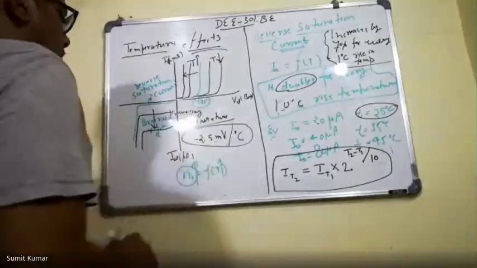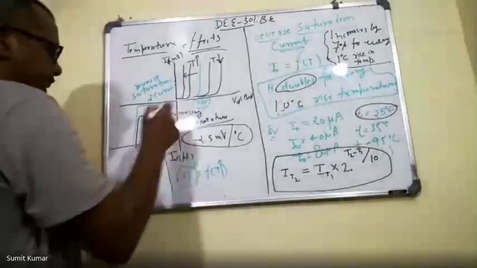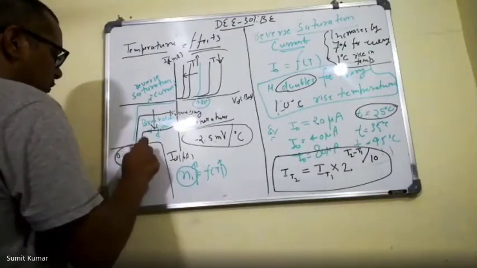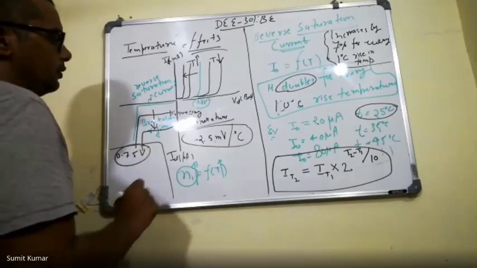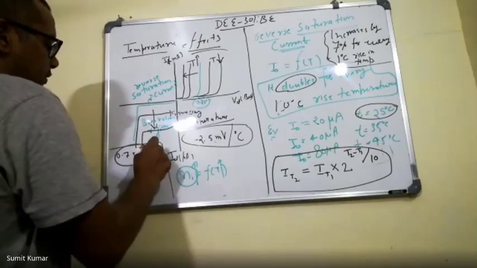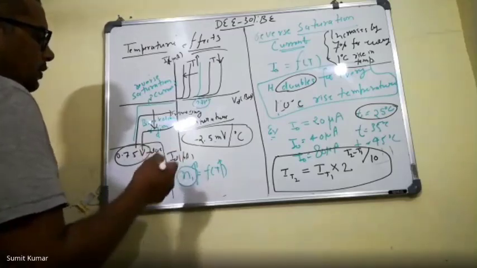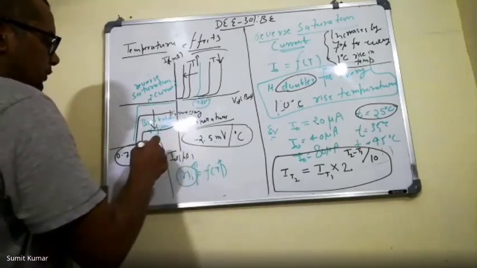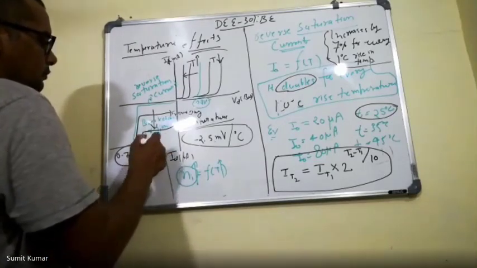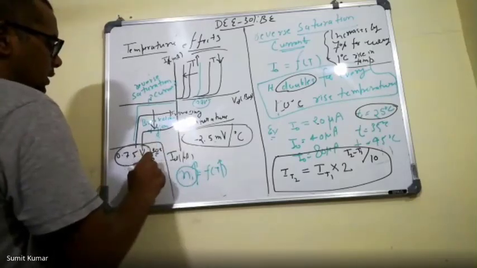And you can solve one very simple numerical problem. Let us suppose we have a forward voltage drop of 0.75 volt at some temperature of 30 degrees Celsius. I need to calculate the forward voltage drop if the temperature is increased to, let us suppose, 130 degrees Celsius.